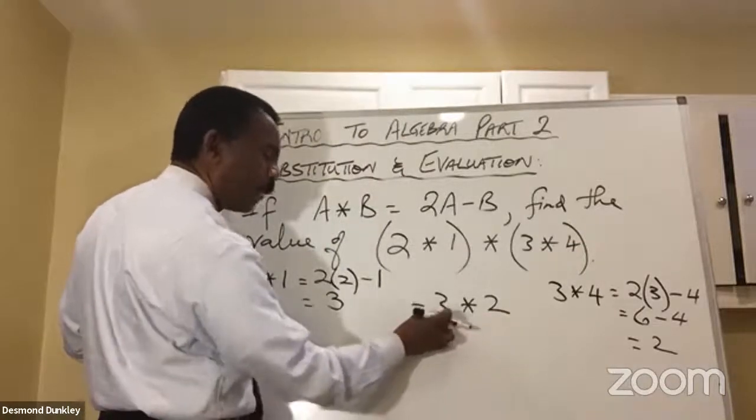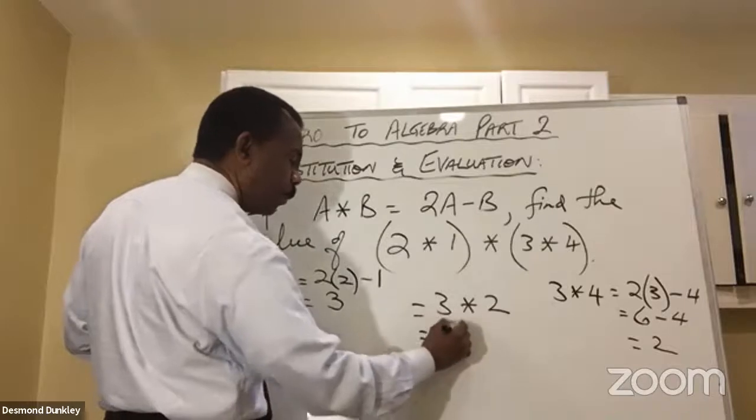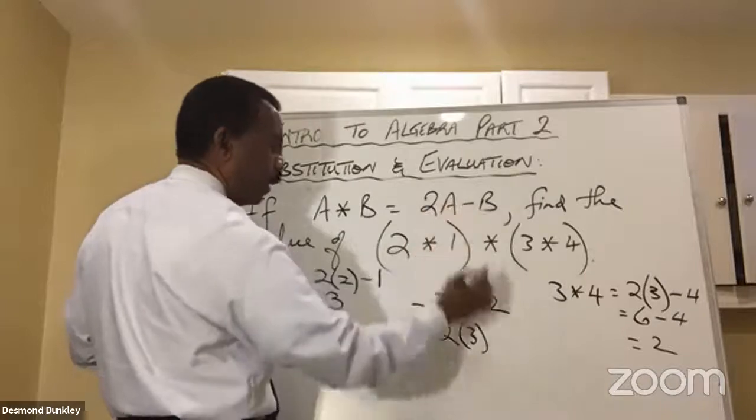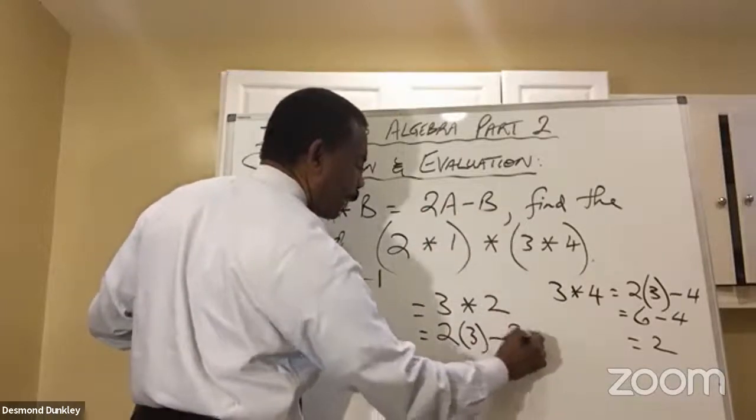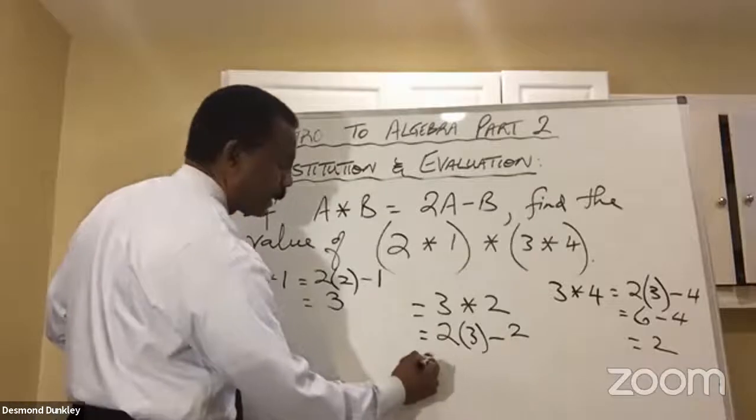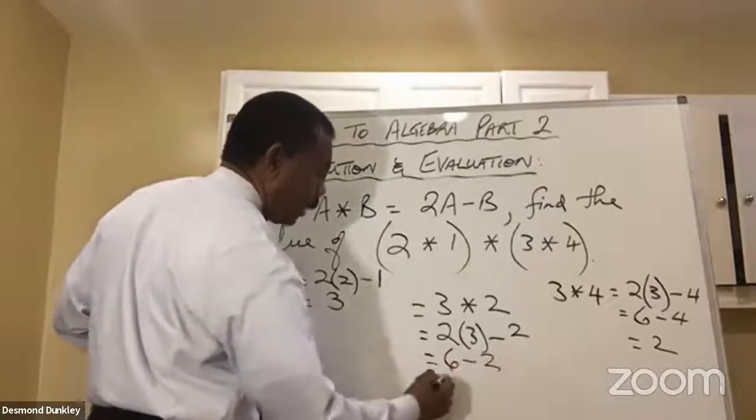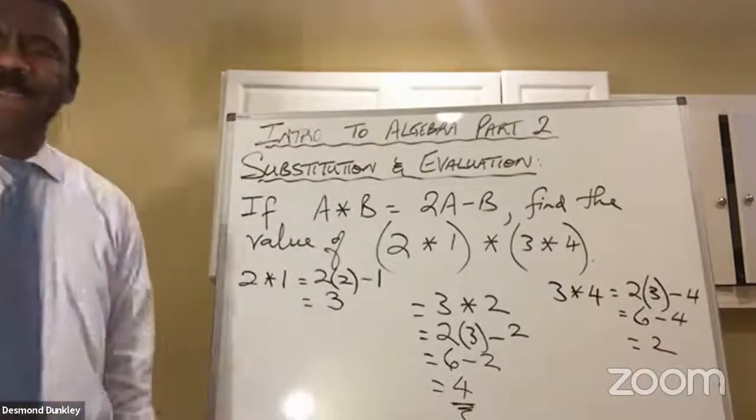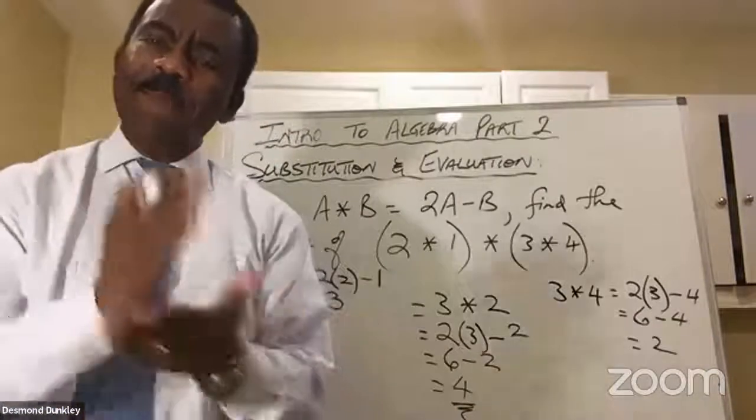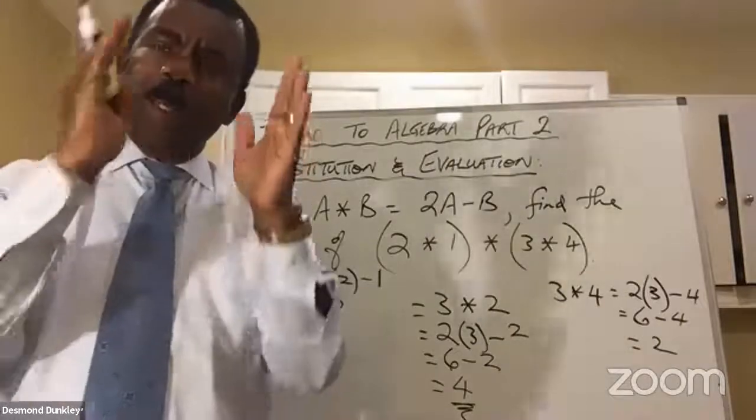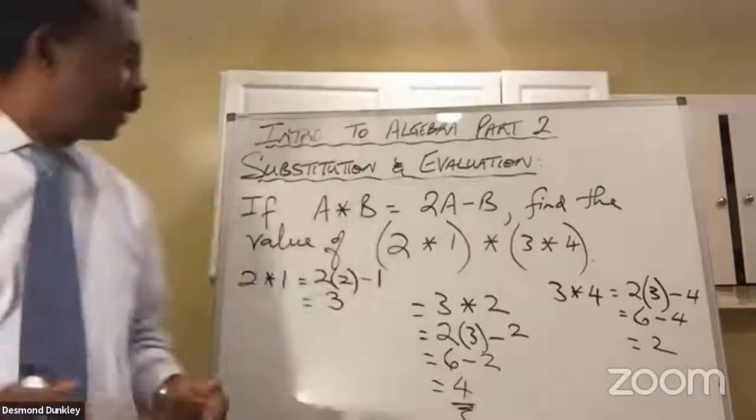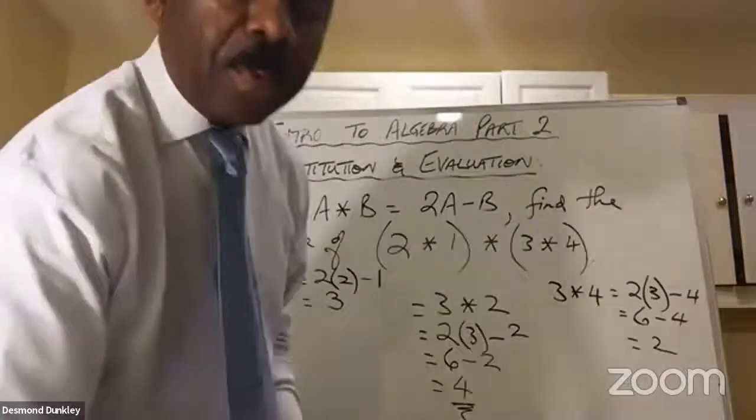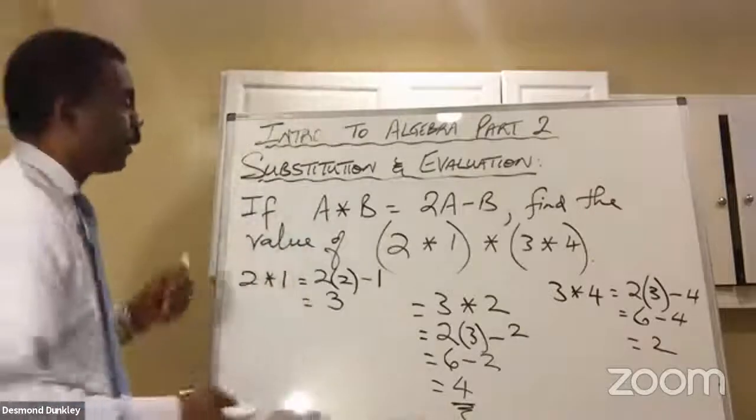And what do we do if we got 3 star 2? It's going to be 2 times 3. That's the definition. 2 times the first number minus the second number. So that gives me 6 take away 2 equal to 4. So again, all that is involved here is substitution and then following the order of operation. Okay? And that's how you work on that question right there. So now we're going to go into another section.